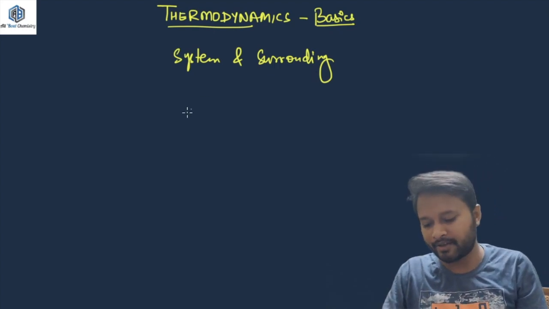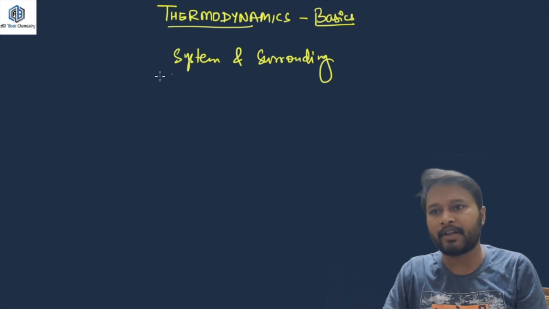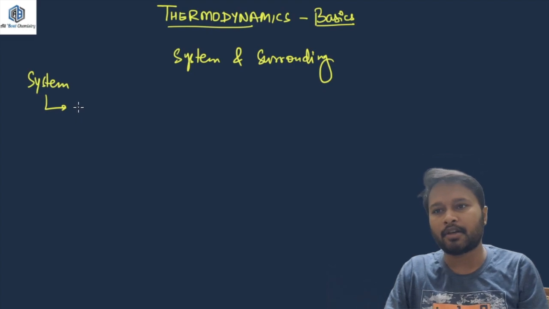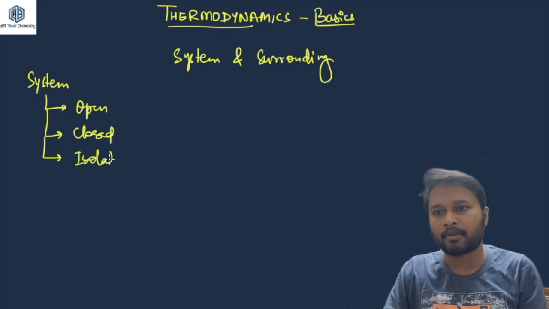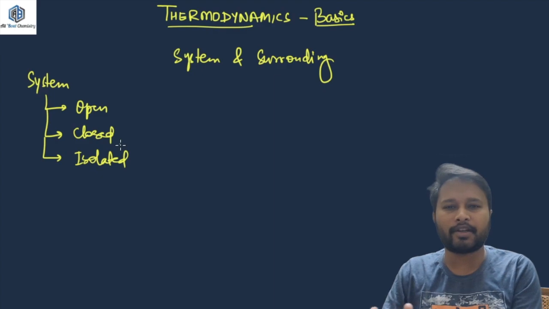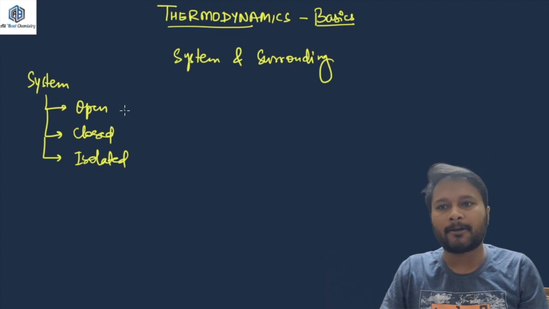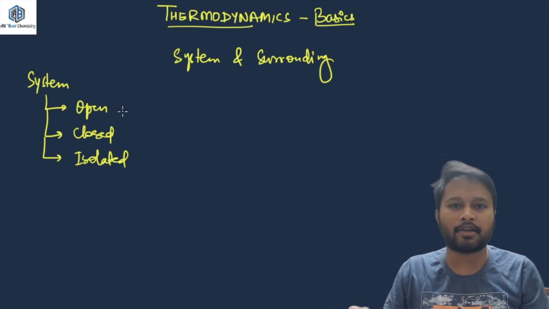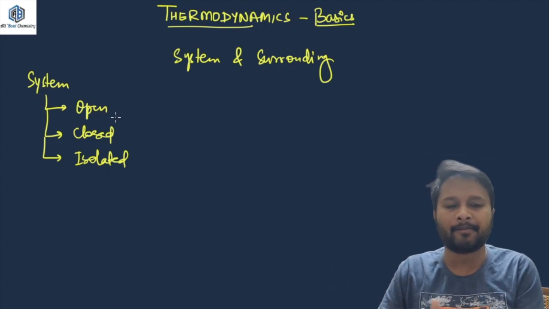Now, having said that, your system is of three types. It can be an open system, it can be a closed system, or it can be an isolated system. To understand this, we'll take one basic example. For an open system, let's say you are cooking or making tea in an open kettle. That's an open system.